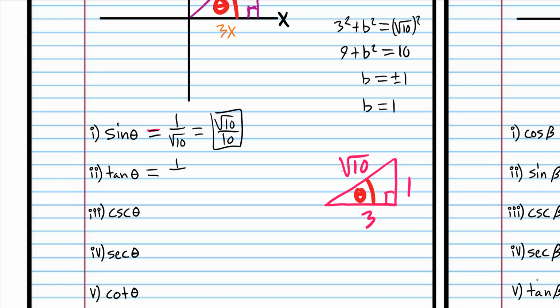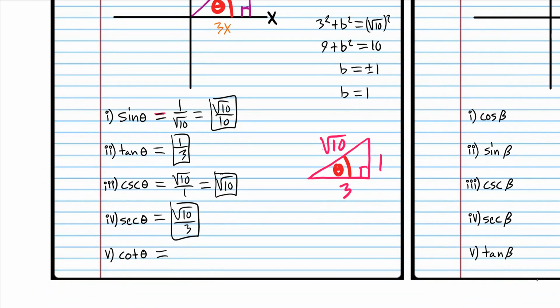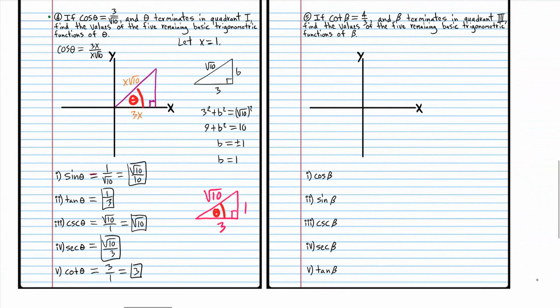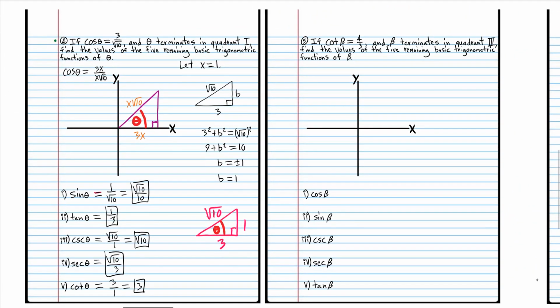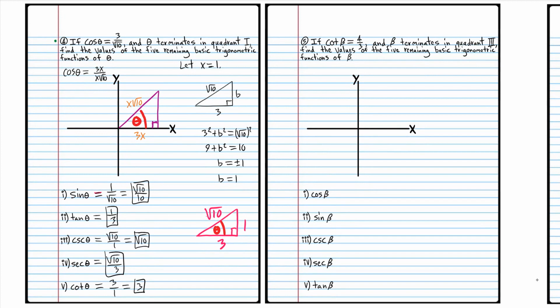Tangent theta is the opposite side of the red reference angle divided by the adjacent side. Cosecant theta is the hypotenuse divided by the opposite side, and so on and so forth. Secant is the hypotenuse divided by the adjacent side, and cotangent is the adjacent side divided by the opposite side. So there you go. If you got that one right, excellent. Okay, go ahead and try number 5, and when you come back, we'll do it together.